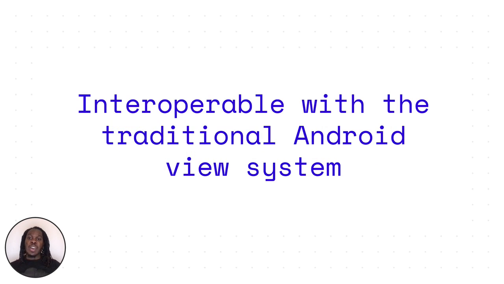Jetpack Compose is interoperable with the traditional Android view system, and this is one of my favorite parts again of Jetpack Compose. On top of all of the nice features we have, it is interoperable with the traditional view system. What this means is that it allows us to go through incremental migration towards Jetpack Compose. In effect, it means that you can call the view system from Compose or call Compose from the view system. This flexibility is really helpful when migrating. Let's have a look at some examples.